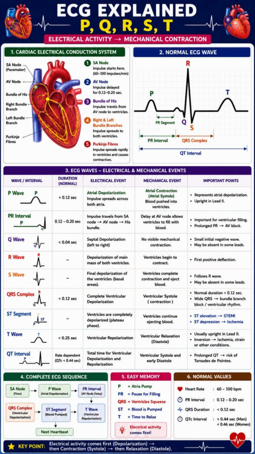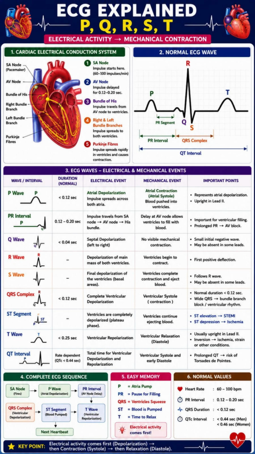Next comes the PR interval. The PR interval represents the time taken for the electrical impulse to travel from the SA node through the AV node to the bundle of His. Normally, it lasts 0.12 to 0.20 seconds. The AV node creates a brief delay so the ventricles have enough time to fill with blood before they contract. You can remember it like this. PR means pause for ventricular filling.